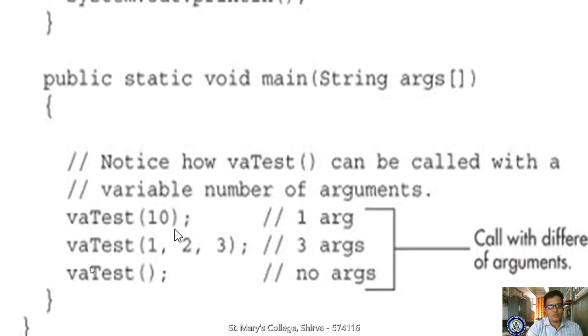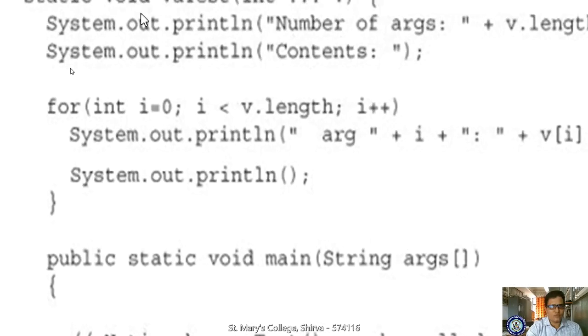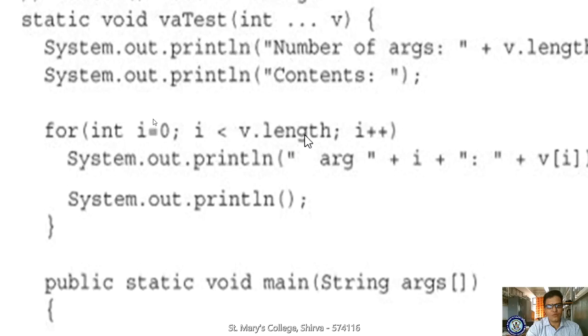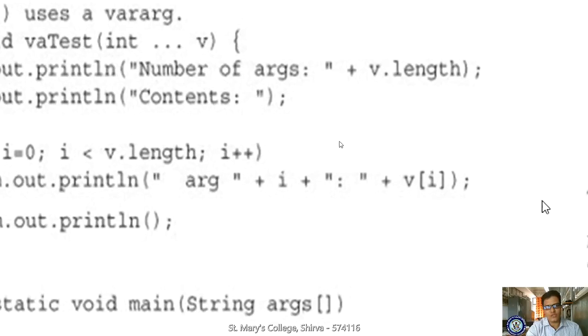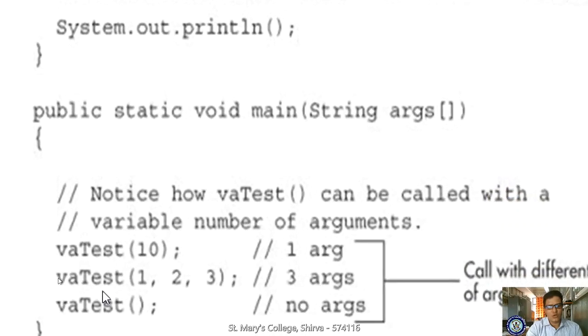Now in this main method I am calling that vaTest method. While calling the vaTest method, how many arguments are there? Only one argument, right? That is 10. So 10 will be passed. Here it will identify the length as 1. So at v of 0th location, what value exists? It will display 10. Once again, I am calling vaTest by supplying 3 parameters.